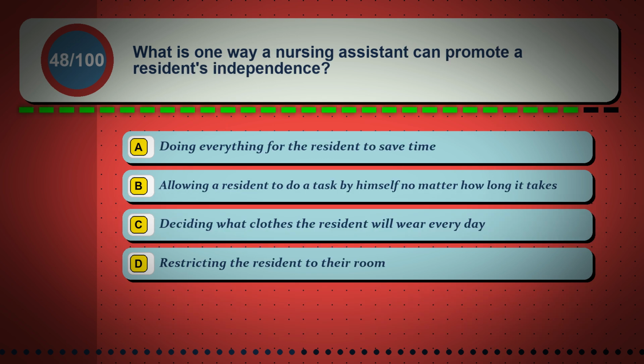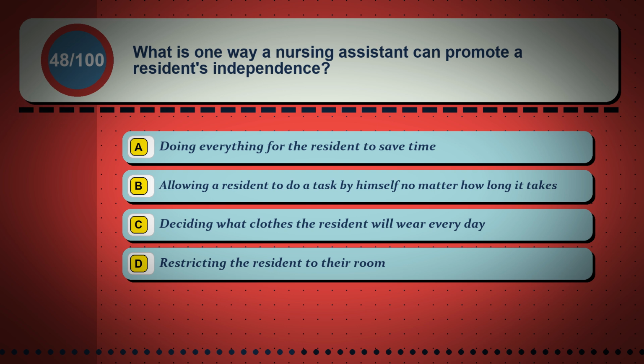Question 48. What is one way a nursing assistant can promote a resident's independence? Option A, doing everything for the resident to save time. Option B, allowing a resident to do a task by himself no matter how long it takes. Option C, deciding what clothes the resident will wear every day. Option D, restricting the resident to their room.